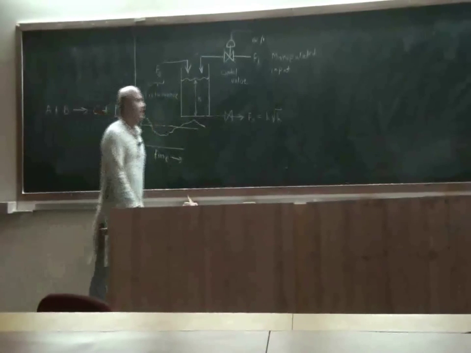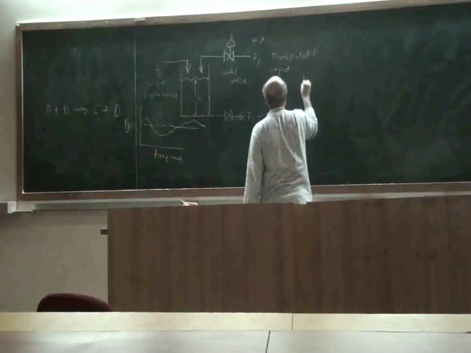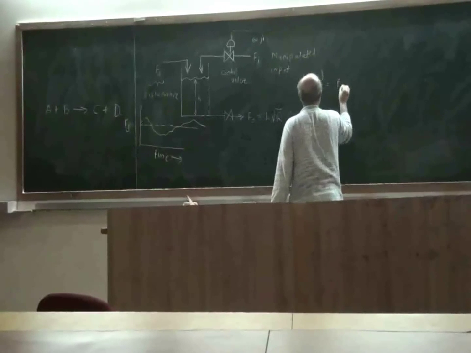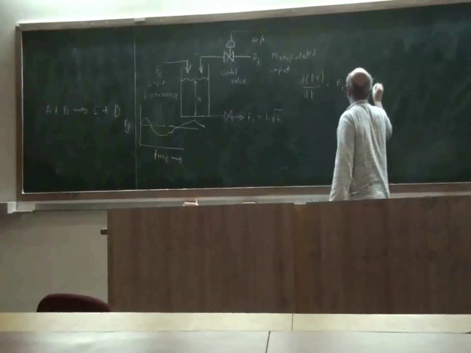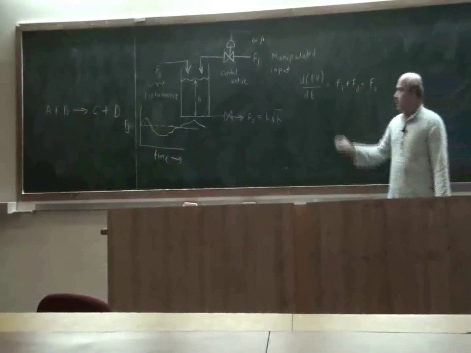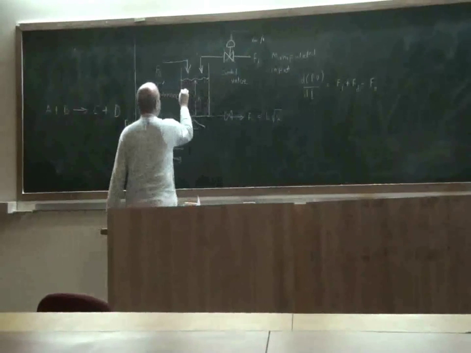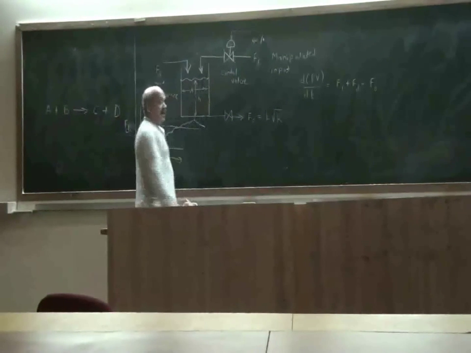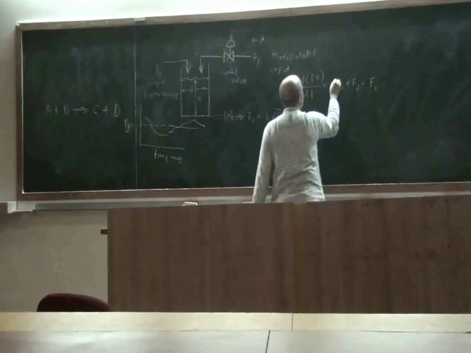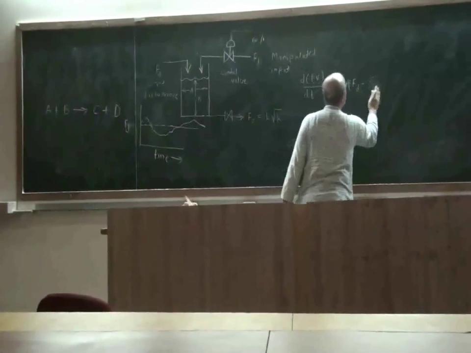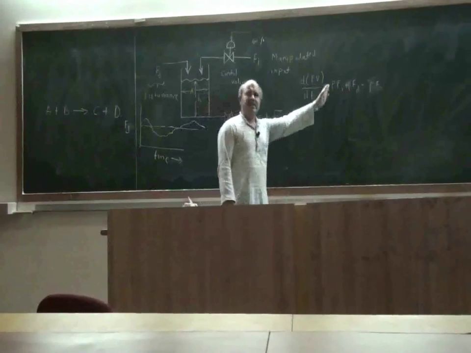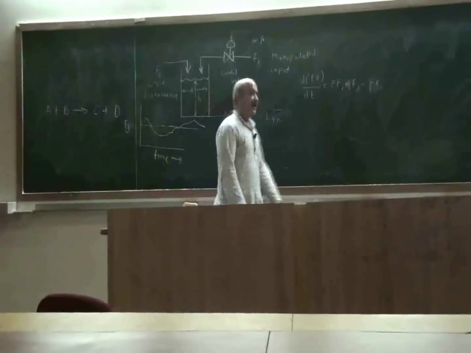So let's write the material balance. d(rho V)/dt is equal to Fi plus Fd minus Fo. Is everyone with me on this? Now I'm going to assume that the area of cross section is A, constant. Very, very simplified problem. Let's take these as volumetric flow rates. Density is constant, so I'm going to cancel the density.